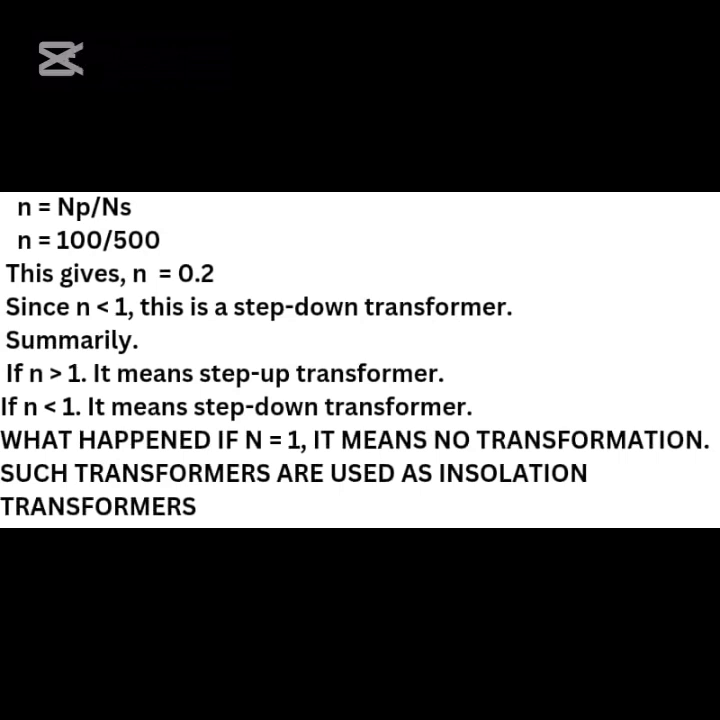Summarily, if N is greater than 1, it means a step-up transformer. If N is less than 1, it means a step-down transformer. What happens if N equals 1? It means no transformation. Such transformers are used as isolation transformers.